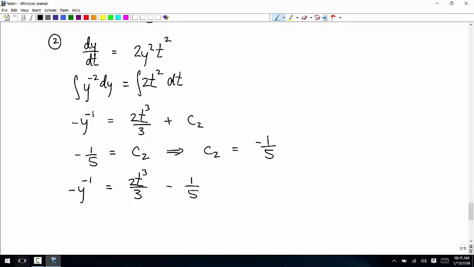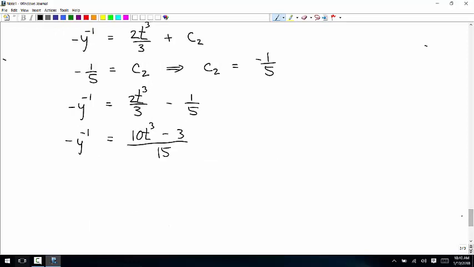For the right side, you can get a common denominator of 15. So negative y to the negative 1 is equal to 10t cubed minus 3, all over 15. And so y as a function of time is equal to negative 15 over the quantity 10t cubed minus 3.